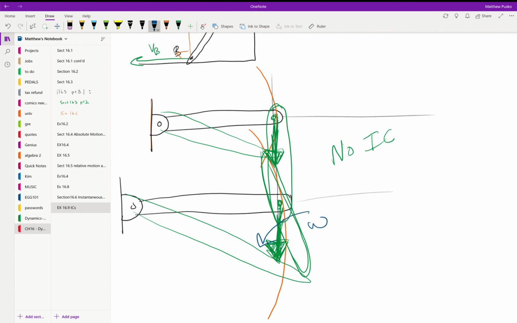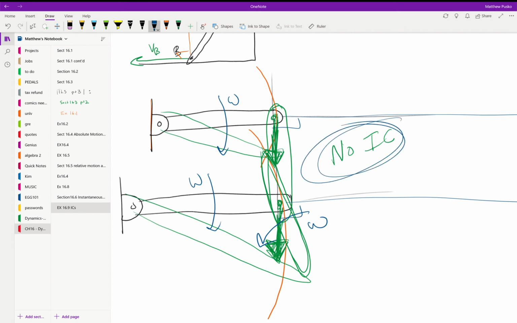But at the instant considered, which we do a lot of in these problems, we have to look at the instant that the geometry is given to us. They're parallel to each other, but they are also the same length. These run all the way out to infinity. We cannot make perpendiculars that intersect, so we have no instantaneous center of zero velocity.